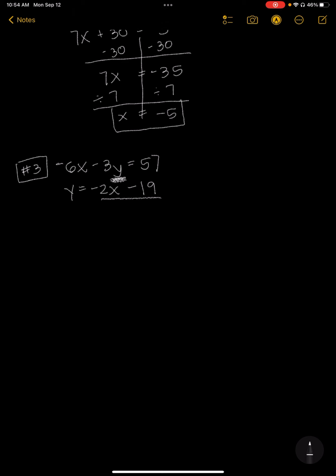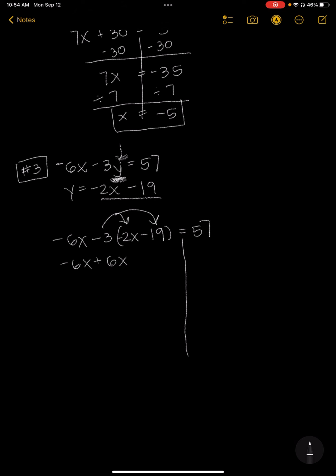So if I know that y is equal to negative 2x minus 19, then this y right here also has to be equal to negative 2x minus 19. So I'm just going to rewrite the top equation, but instead of putting y, I'm going to write in negative 2x minus 19. All right, now we're going to simplify and solve. So the first thing we're going to do is distribute this negative 3 inside the parentheses. We get negative 6x plus 6x, because the negatives cancel out, plus 3 times 19 is 57.